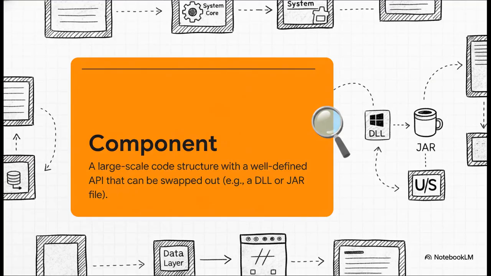So what do we really mean by a component? Think of it as a large-scale, self-contained part of your application. The key thing is that it has a well-defined API, an application programming interface. That API is like a contract that spells out exactly how other parts of the system are allowed to interact with it. In the real world, these components often get packaged up as things like DLL files on Windows, jar files in the Java world, or SO files on systems like Linux.